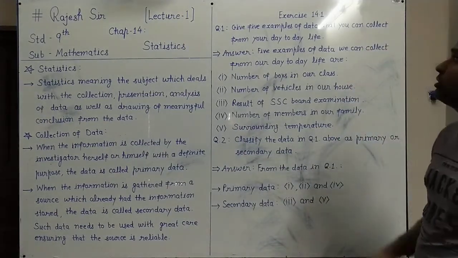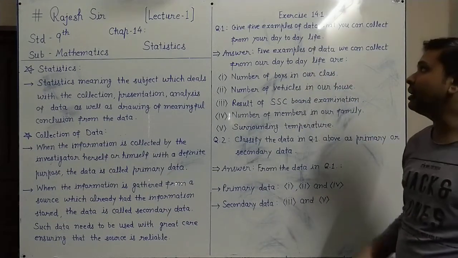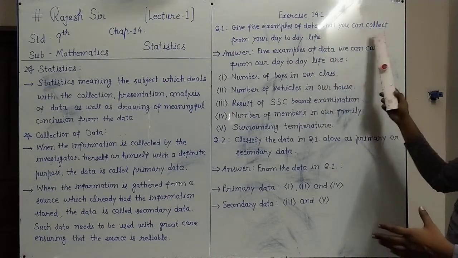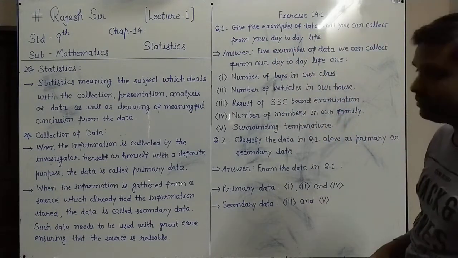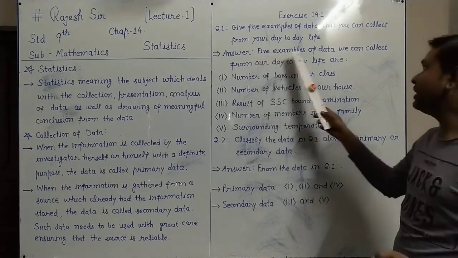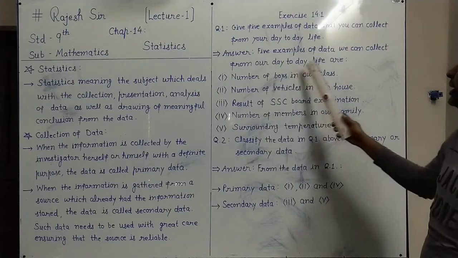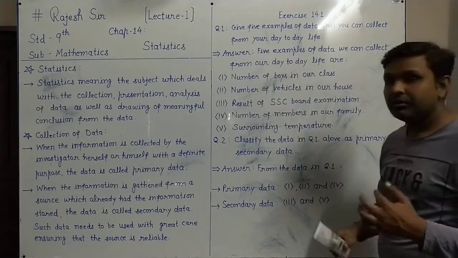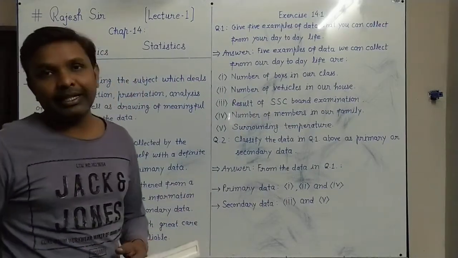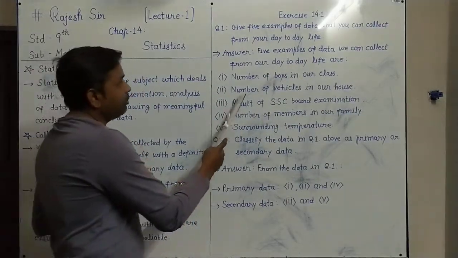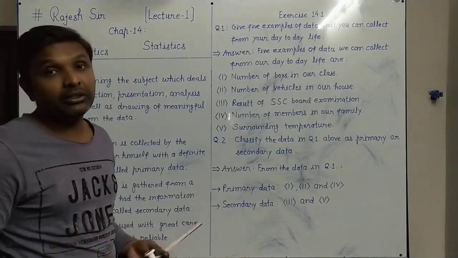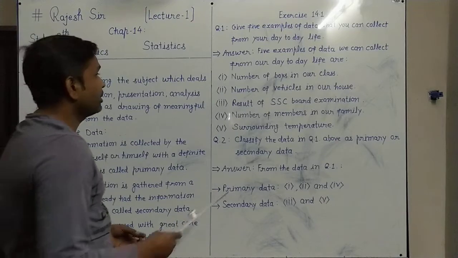Now, related questions we will see in exercise 14.1. Question number 1 is: give 5 examples of the data that you can collect from your day-to-day life. So the answer is, 5 examples of the data we can collect from our day-to-day life are: number 1, number of boys in our class, we can get that data. Second, number of vehicles in our house, we can count how many vehicles our family is using.